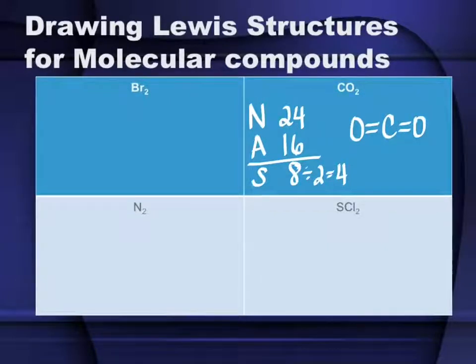How many electrons have we used? We need to finish out the octet around those. So 2, 4, 6, 8, 9, 10, 11, 12, 13, 14, 15, 16. Oxygen has its 8, carbon has its 8, and the other oxygen has its 8.